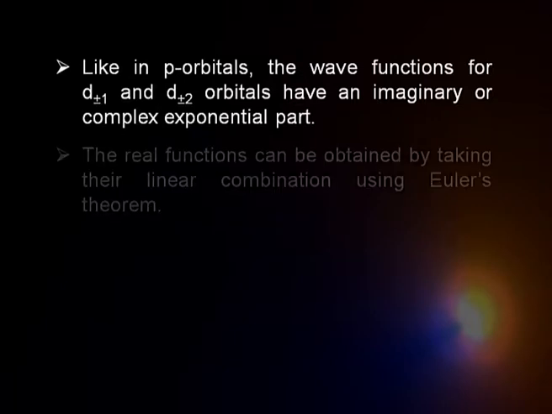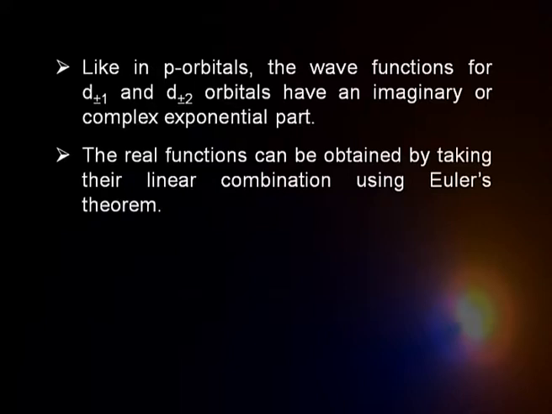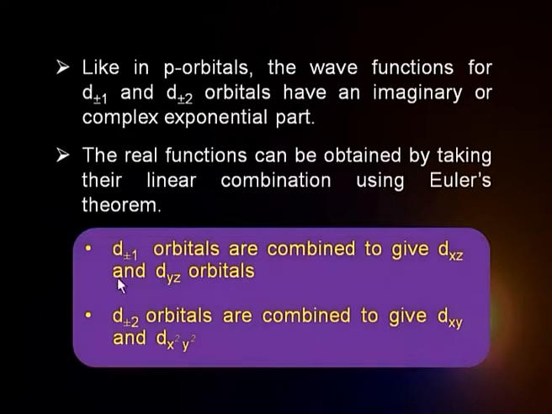On the other hand, similar to p orbitals, the wave functions for the d plus minus 1 or d plus minus 2 orbitals have an imaginary or complex component. So here again we cannot really have real orbitals out of them. The real functions are obtained by taking their linear combinations using Euler's theorem. The d plus minus 1 orbitals, when combined linearly, one constructively and one destructively, give rise to two d orbitals. They happen to be dxz and dyz orbitals.